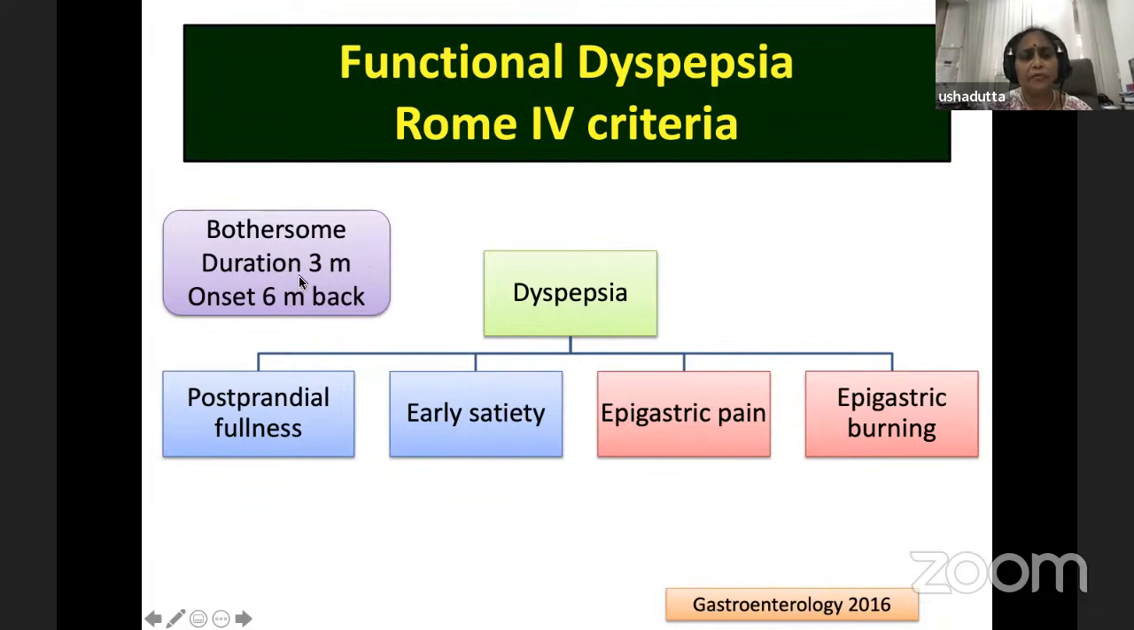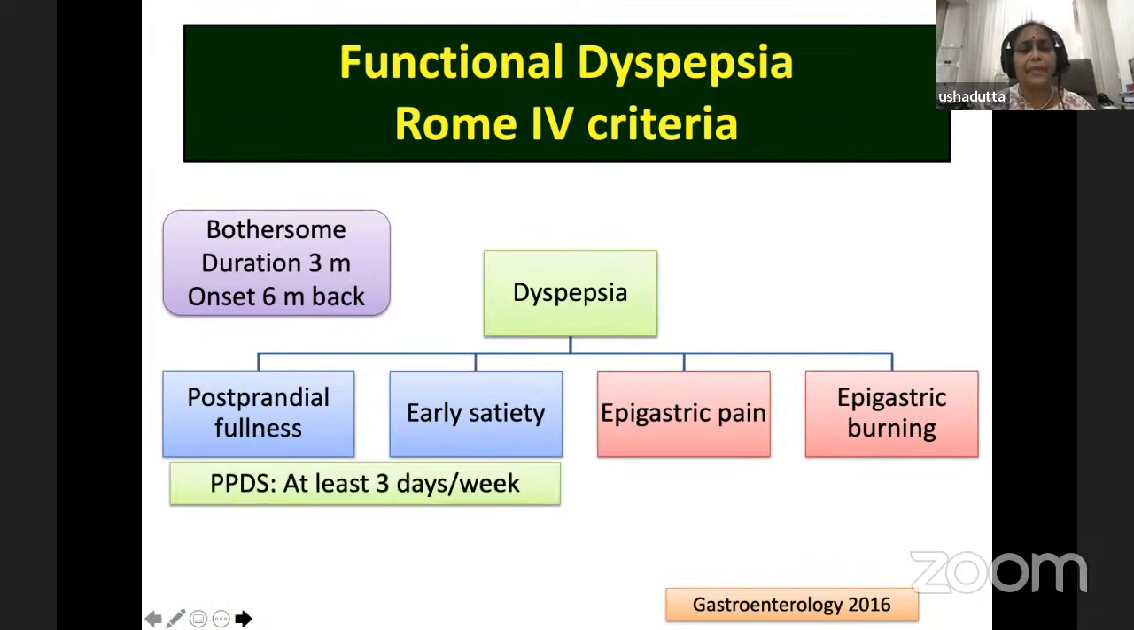Duration should be minimum of 3 months and an onset 6 months back. Because if the dyspepsia is going on for more than 6 months and the patient hasn't had other manifestations coming on, it is more likely that there is a functional dyspepsia in these patients. Other diseases with organic causes would have deteriorated over a period of time and manifested with other features of the disease. And the postprandial distress syndrome should be present at least 3 days in a week, and the epigastric pain syndrome at least once a week.